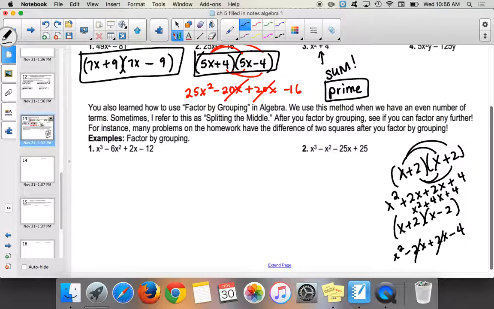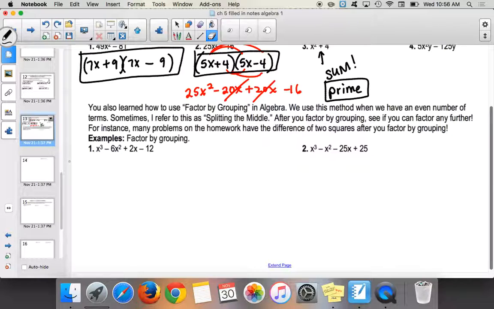It's negative 4, right? It's not positive 4. We had a positive 2 times a negative 2, and we got negative 4. We didn't get positive 4. Okay, so that is why the sum of two squares is prime. Because try as you might, it will not factor.